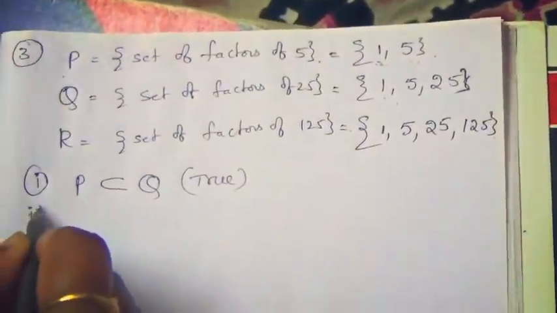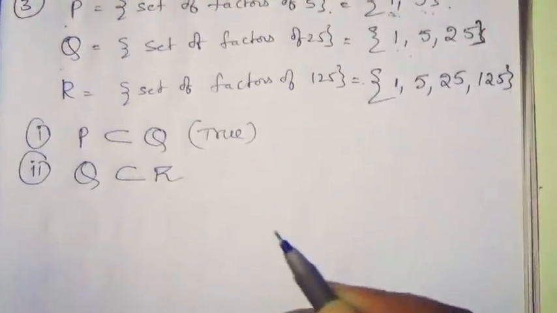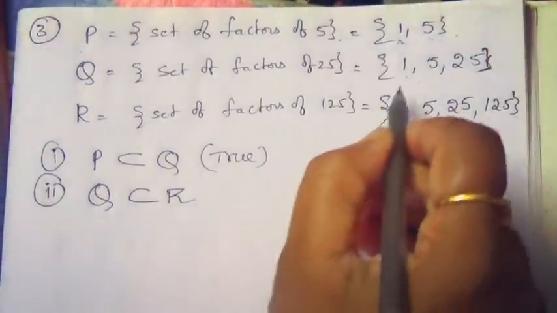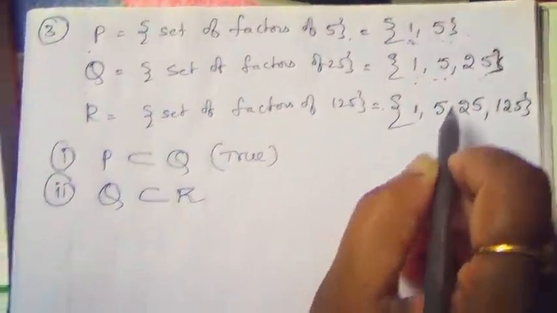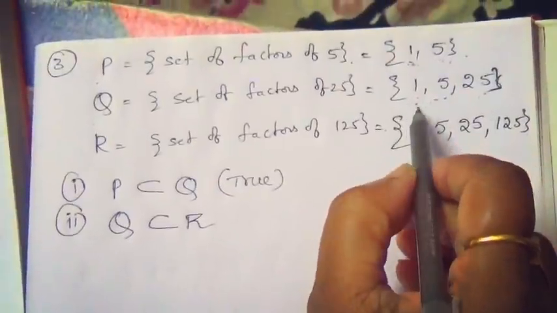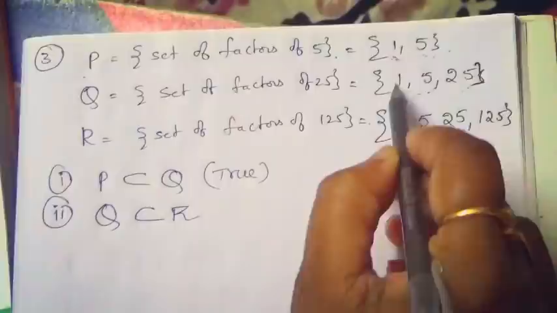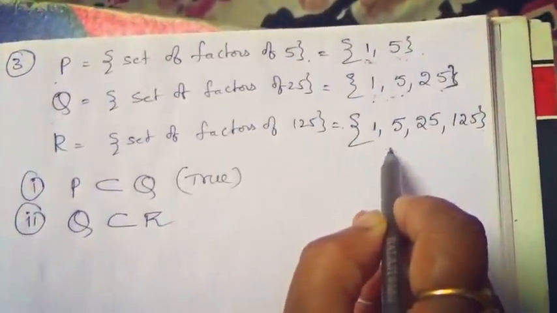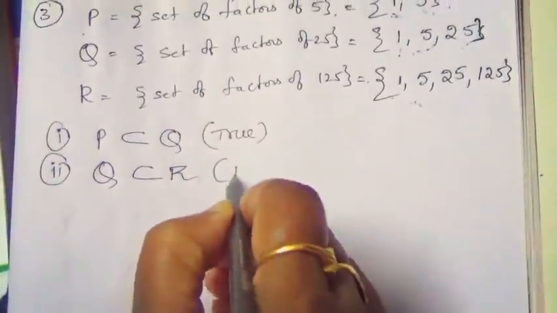The second option, he was given that Q is a subset of R. Do all the elements in Q belong to R? Yes. What are the elements present in Q? 1, 5, 25. Do these three elements belong to R? Yes. That's why Q is a subset of R. Hence, it is also true.